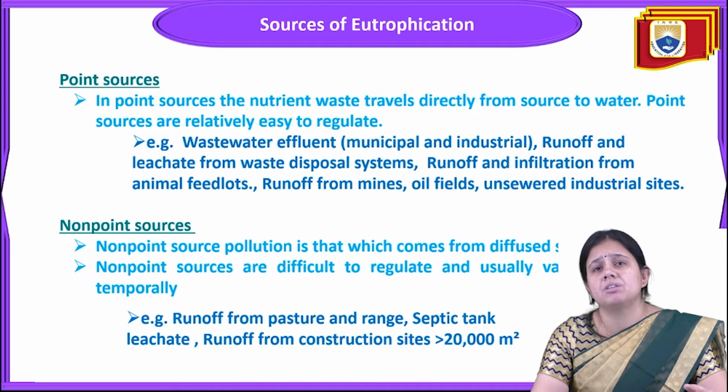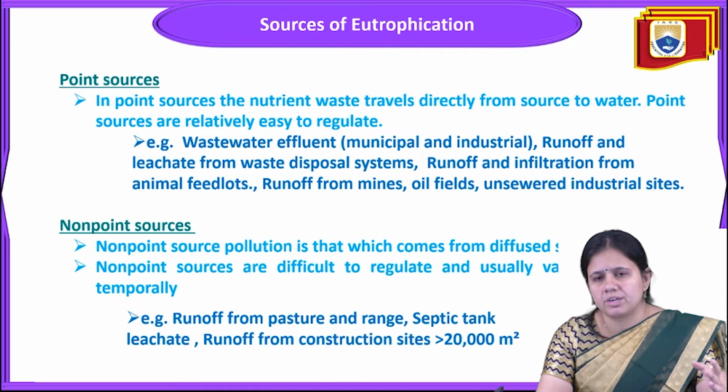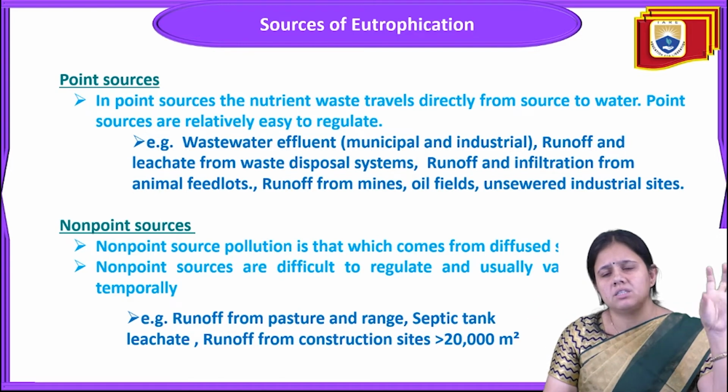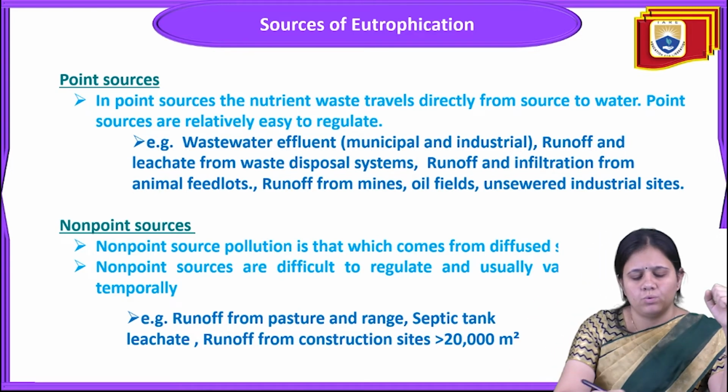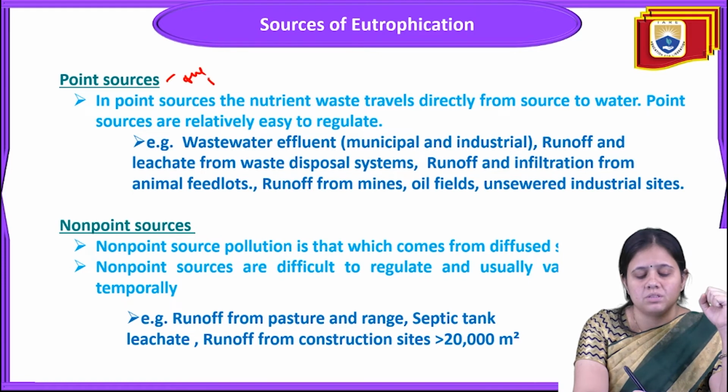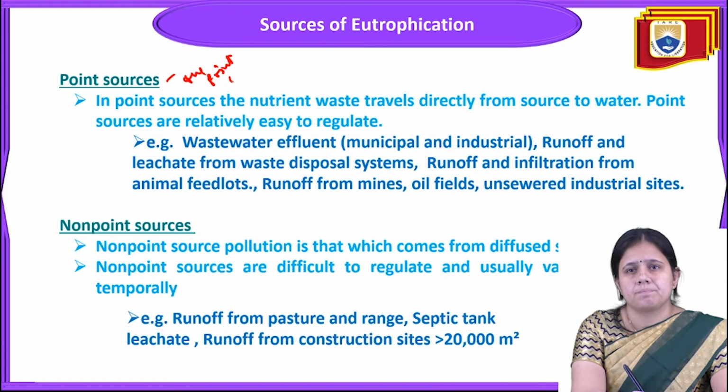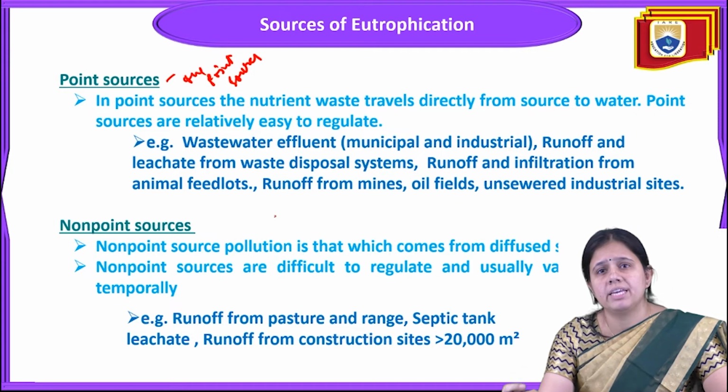We will divide the sources of eutrophication into two types. First one is the point source, second one is the non-point source. Point source means nutrient waste travels directly from a source to the water. Their discharge is fixed at one point, so it is very easy to regulate.